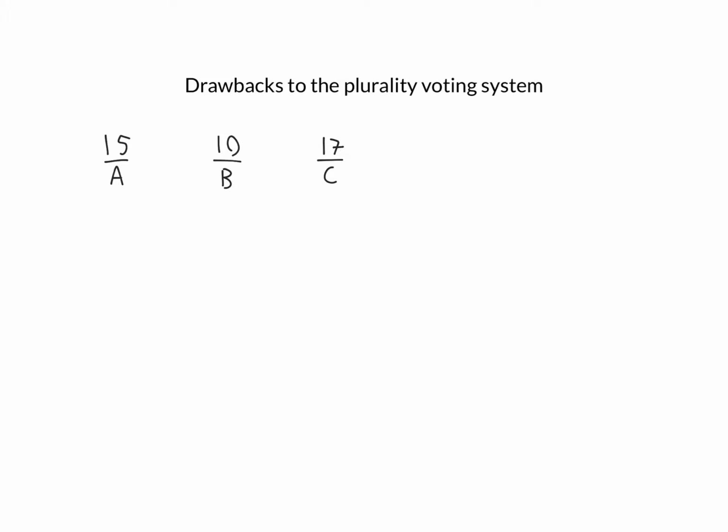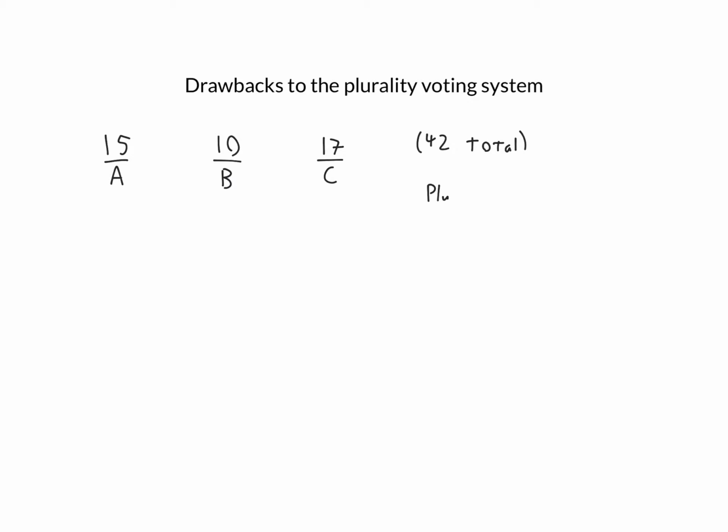Welcome back. In this video, we'll talk about some of the drawbacks to the plurality voting system. Here's an example of an election in the plurality voting system where 15 voters have voted for A, 10 voted for B, and 17 voted for C. So as you can see, there are 42 voters total.